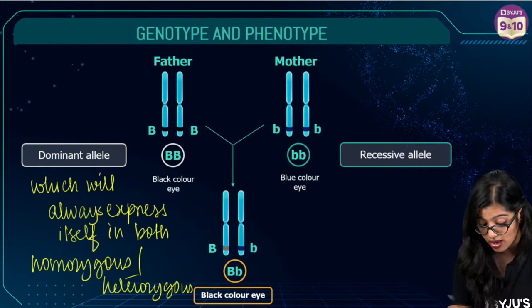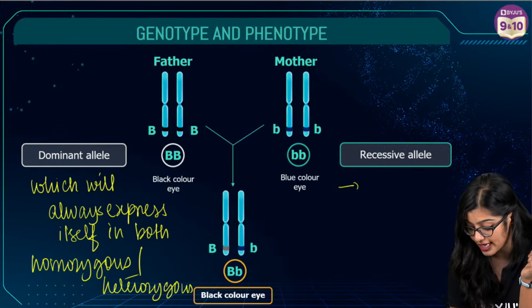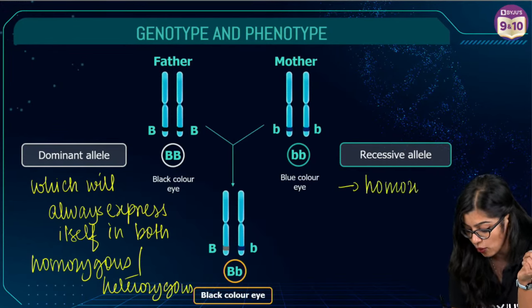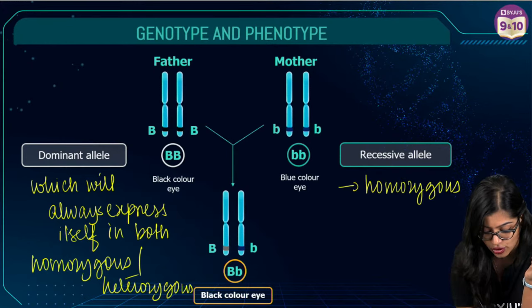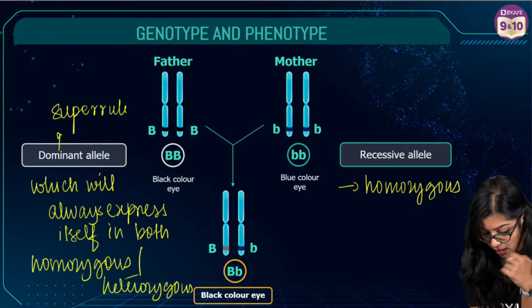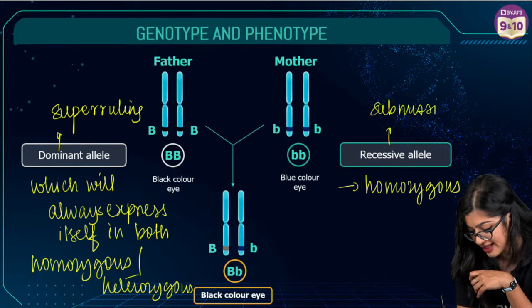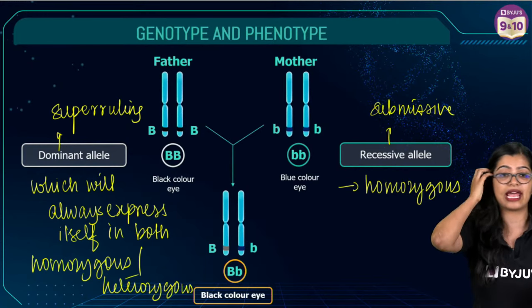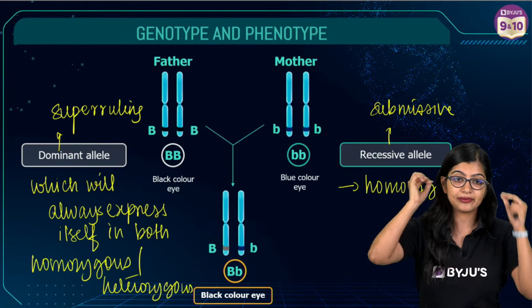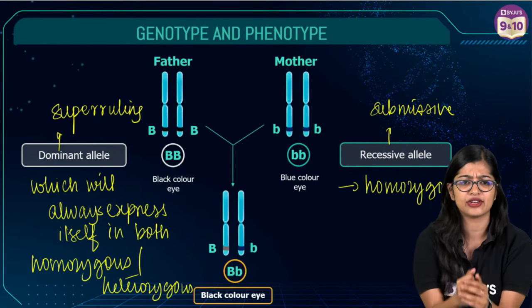But when you talk about recessive alleles, we see that recessive alleles are those which will express themselves only in homozygous condition. So you can always think about dominant as a super ruling and recessive as submissive, right? That means it will not really go out there. So this is what we mean by it. Now this is what we understand as dominant allele and recessive allele.